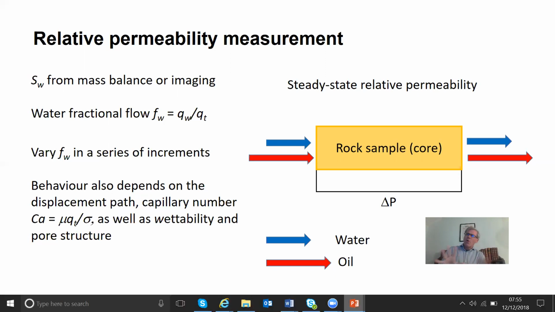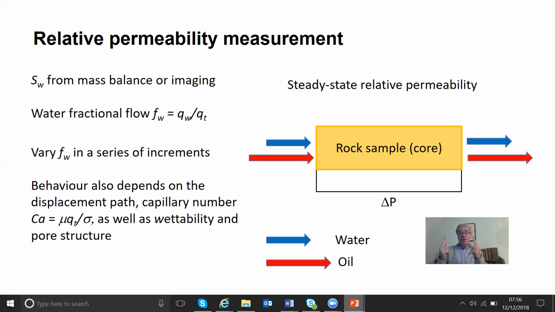You might say, well, how do I actually get the relative permeability from this? Well, the first thing you need to know is the saturation. You can get the saturation either from imaging, which I'm going to show in a few slides, or from mass balance. You know what comes in and you know what goes out, and one assumes you have measured what was in there originally. But you also measure the pressure difference. So that delta P in the diagram is the pressure difference across the core.